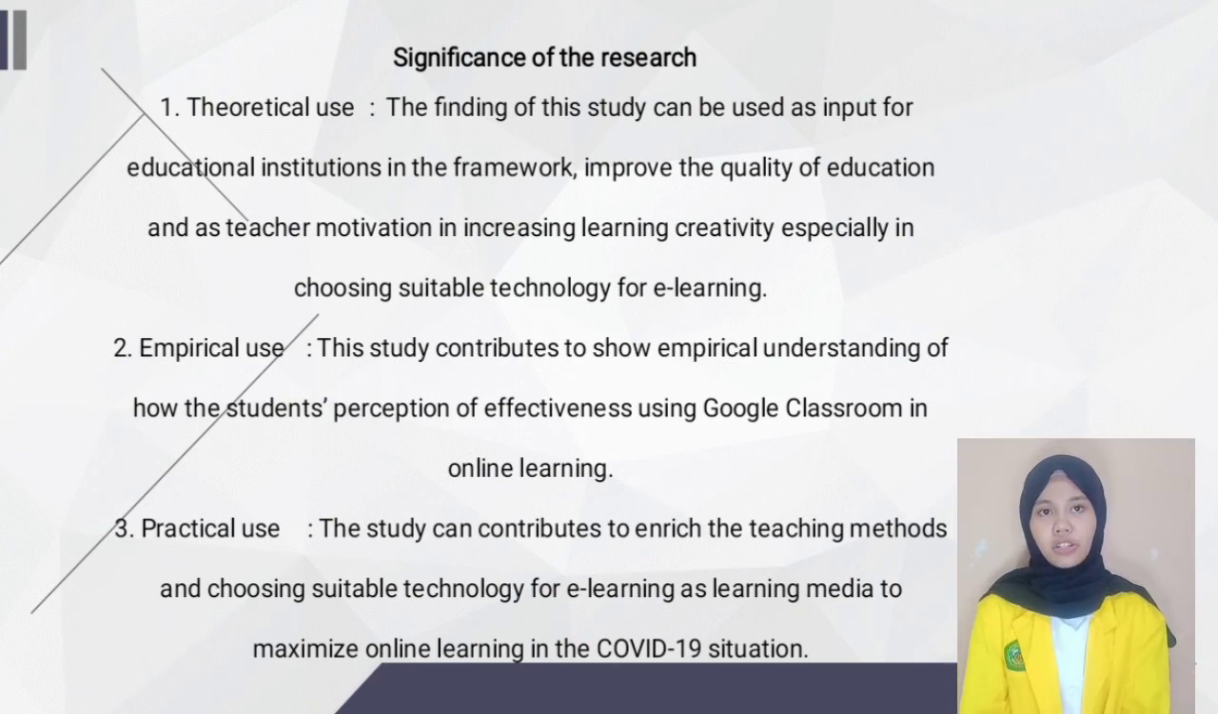And the next is about the significance of the research. The first one is theoretical use. The findings of this study can be used as input for educational institutions in the framework of improving the quality of education, and as teacher motivation in increasing learning activity, especially in choosing suitable technology for e-learning. And for empirical use, this study can contribute to show empirical understanding of how students perceive using Google Classroom in online learning. And for practical use, this study can contribute to enrich the teaching media and choosing suitable technology for e-learning as learning media to maximize online learning in the COVID-19 situation.